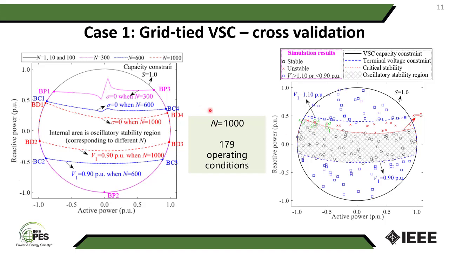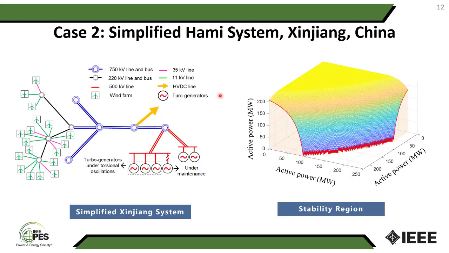The conclusion here is that the results obtained from the proposed method, by doing this kind of stability analysis on different operating points, have been validated through the EMT simulations. This method has also been applied to the simplified HAMI system, which consists of several wind farms, HVDC lines and conventional turbo generators. This kind of stability region can also be plotted. We can see under which operating conditions this kind of system would be unstable, and under which it would be stable.